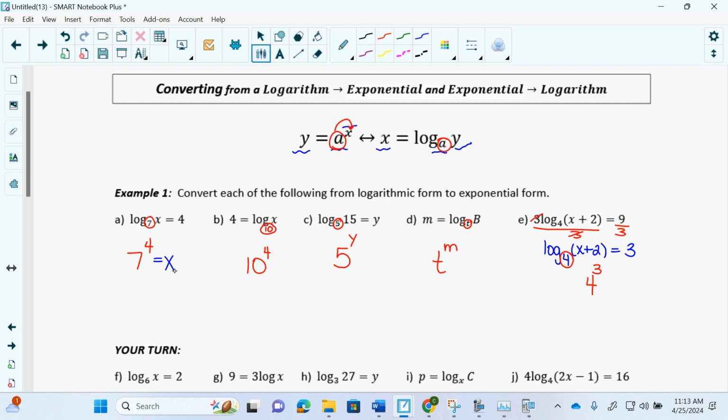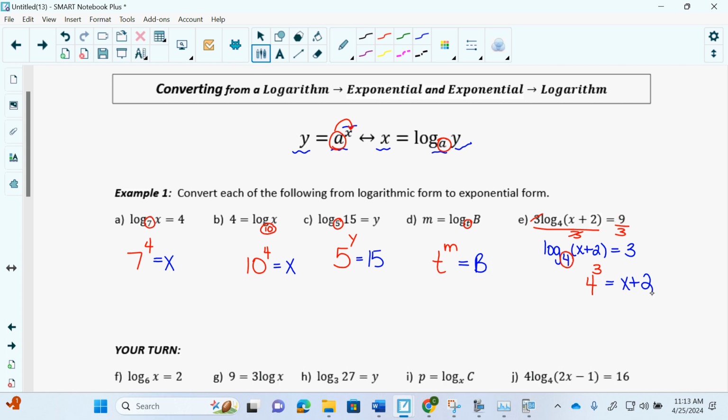Correct? What's this one going to equal? X. What's this one going to equal? 15. What's this one going to equal? B. What's this one going to equal? X plus 2. Just the third thing.